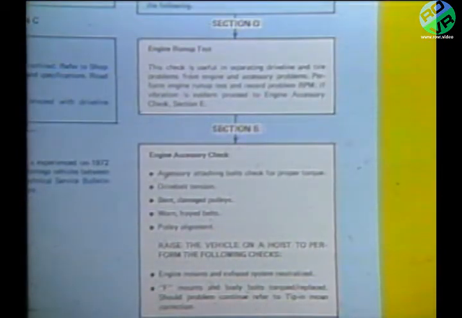If the unusual noise is eliminated by changing road speeds, the problem is most likely caused by the engine or one of its accessories. Be sure to refer to section D and E in your Vehicle Vibration Diagnosis Guide for complete engine accessory check procedures.